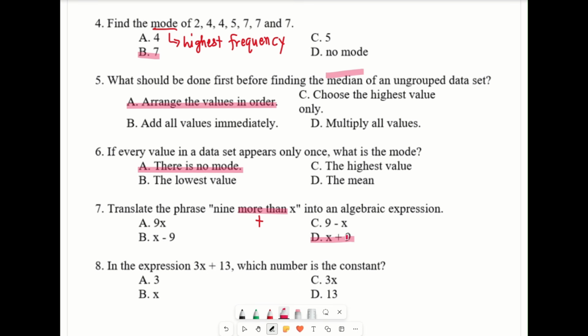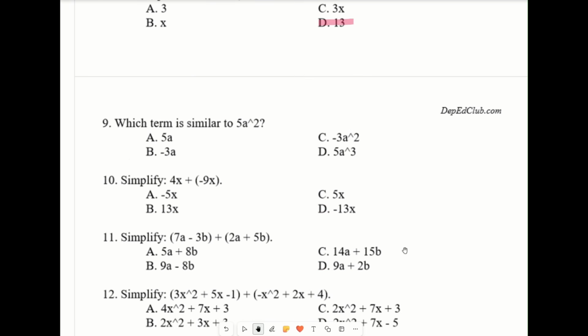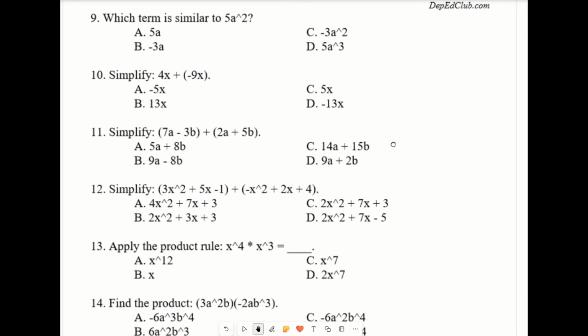Next, in the expression, 3x plus 13, which number is the constant? Okay, remember, constant po is, it has a fixed value, it cannot change. So, or simply that is a whole number. Okay, or a number, an integer. 13. Any number without any variables on it.